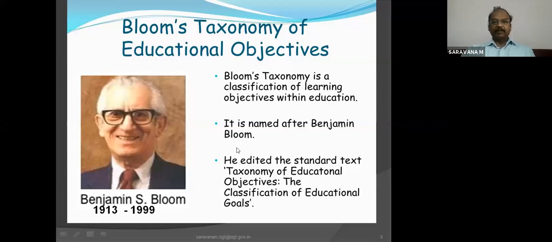And it is named after Benjamin Bloom. He edited the standard text Taxonomy of Educational Objectives, the Classification of Educational Goals. This is his book's name, a small book he has published. So this is Dr. Bloom, he and his team did this work, and he belonged to the United States, and he made a big contribution to education, learning and teaching. His taxonomy of educational objectives is called Bloom's taxonomy. So we will see what contribution he made and what the taxonomy is.